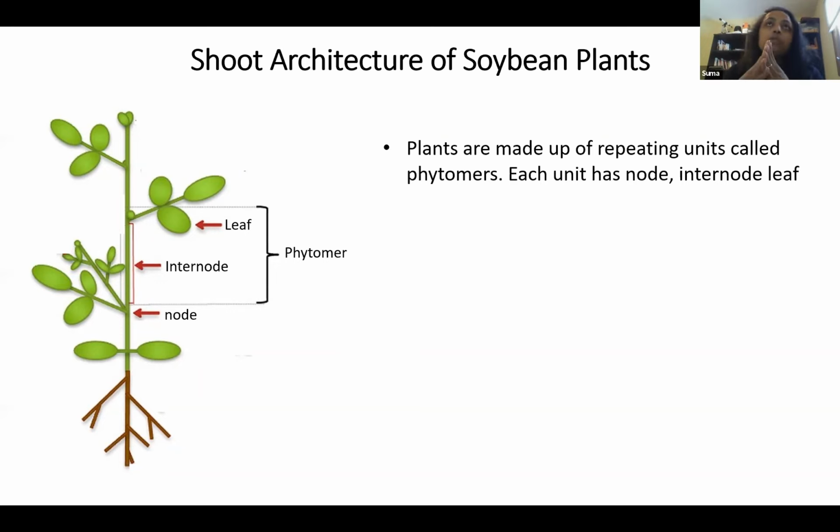Okay, so think about it like a car. As you're driving, you might come across challenges. There might be a car that's coming from a left lane, so you might want to make slight adjustments. So something like that. So plants also make those changes.